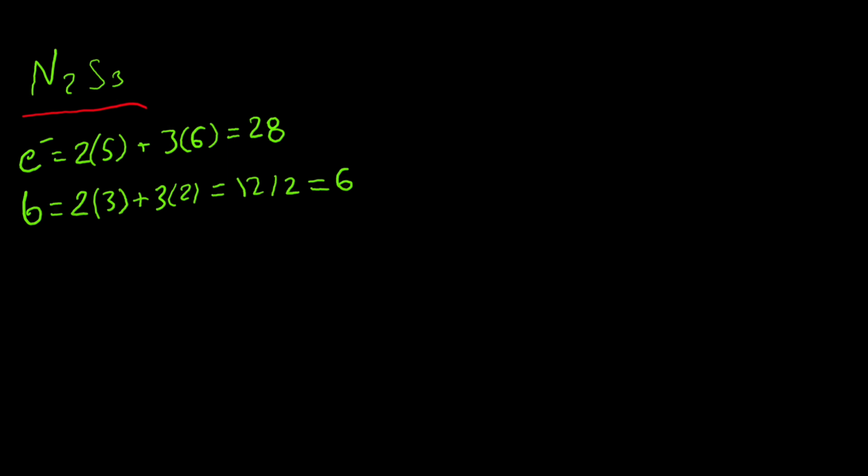Now we have something to work with. We know that there's going to be 28 electrons as well as 6 bonds. Seeing as we have 2 nitrogens and 3 sulfurs, let's do sulfur, nitrogen, sulfur, nitrogen, sulfur. And let's connect everything with 1 bond. So now we have 1, 2, 3, 4 bonds. Where can we put the other 2?